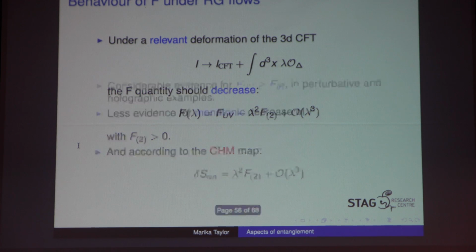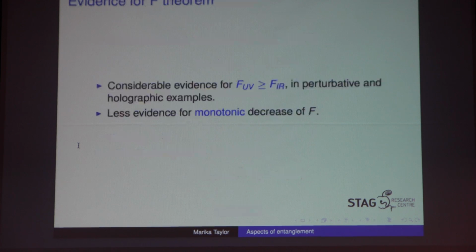Okay, now there's a lot of evidence in both perturbative and holographic examples that if you have an RG flow, the F at the UV fixed point is strictly greater than the F at the infrared point, and there's equality if you've got just a marginal deformation. There's very little evidence for the monotonic decrease. So as you perturb away, there's very little evidence simply because it's a hard calculation to actually do.